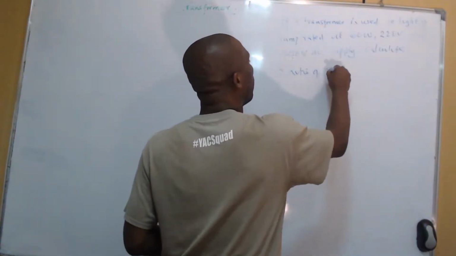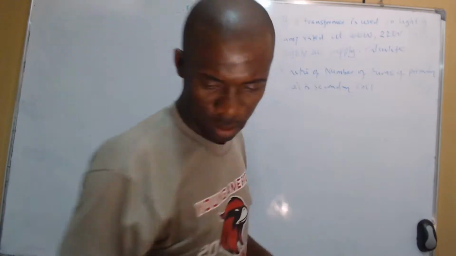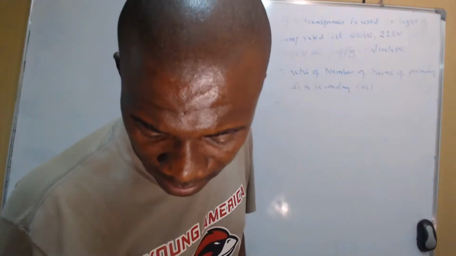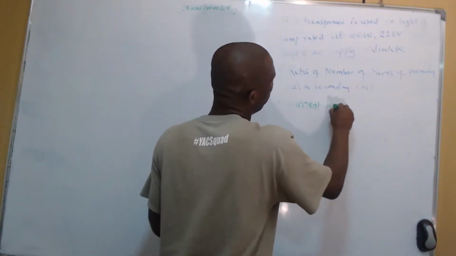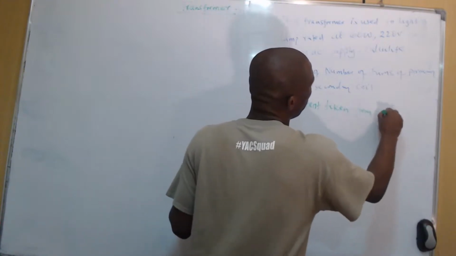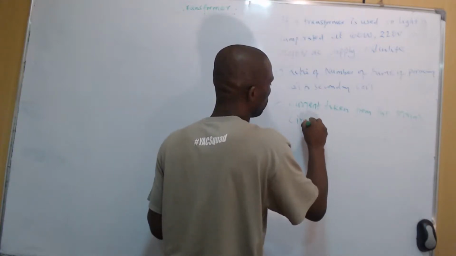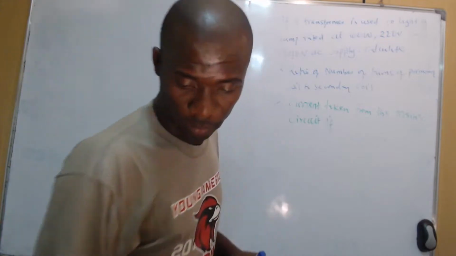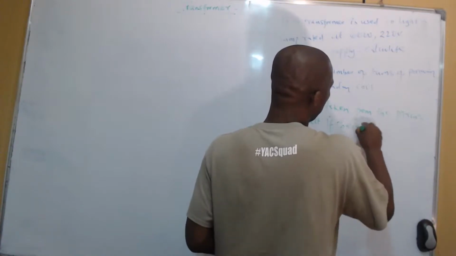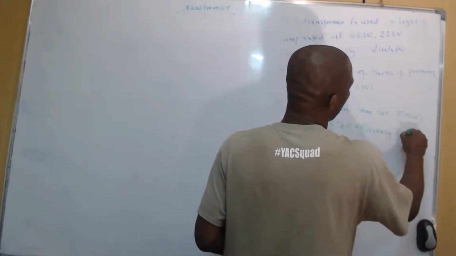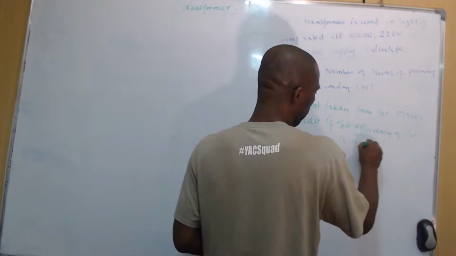B, the current taken from the mains circuit, if the efficiency of the transformer is 95%.